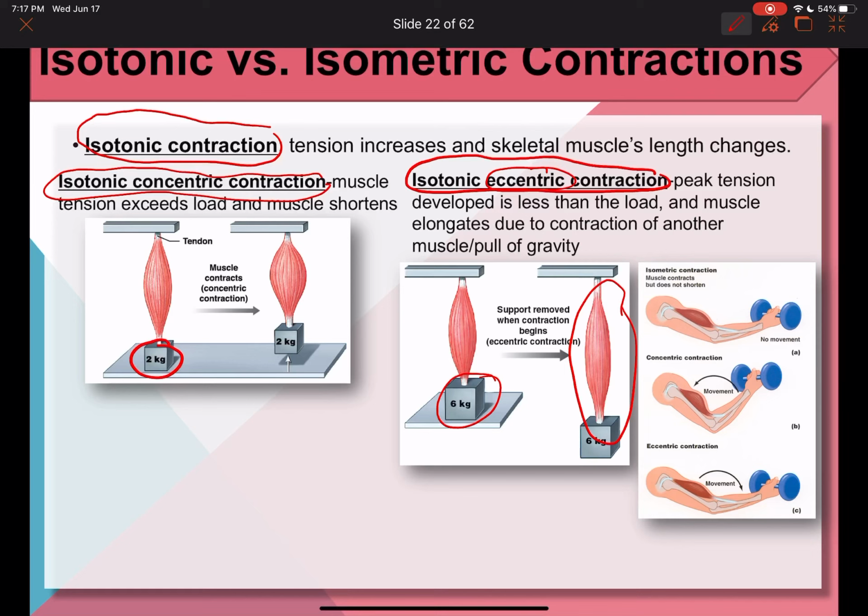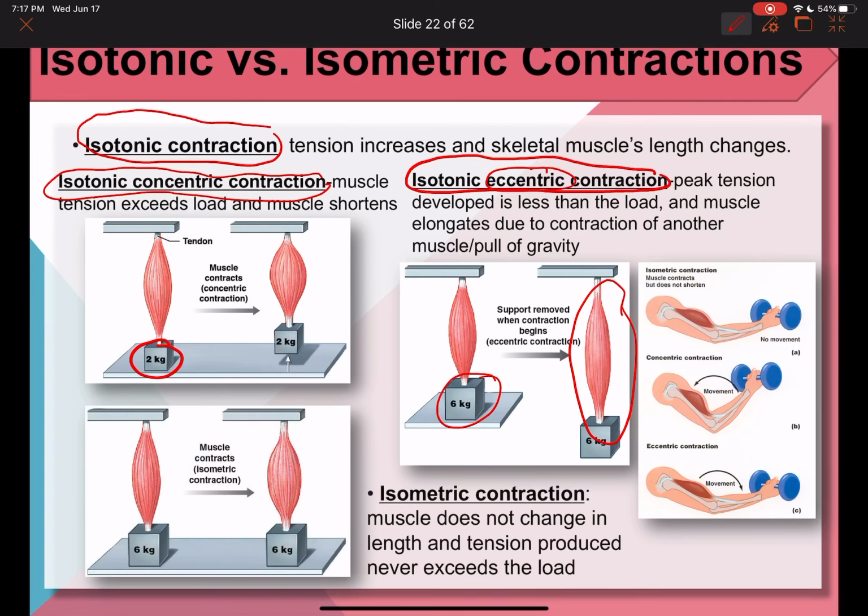All right, so now if the muscle tension generated is equivalent to the load and the muscle does not change in length, as a result, this is called isometric contraction. So isotonic is generating tension that can vary the length of your muscle. Either you're shortening it in concentric or you're lengthening it in eccentric. But if you're neither shortening nor lengthening, it's called isometric contraction.